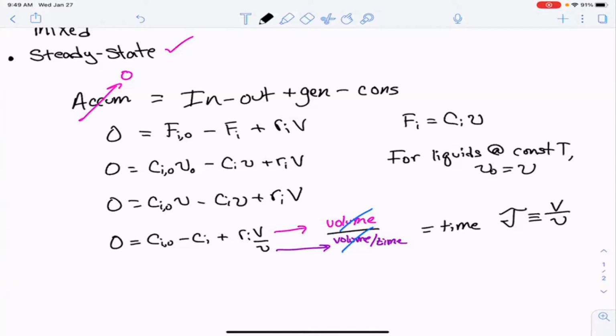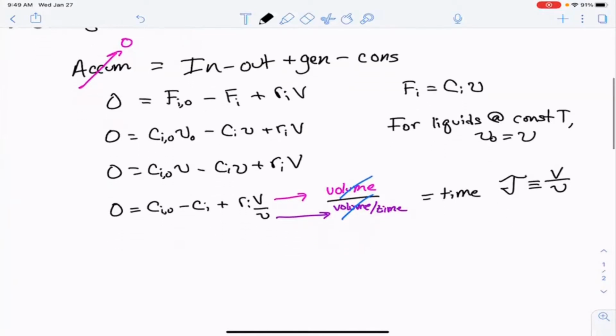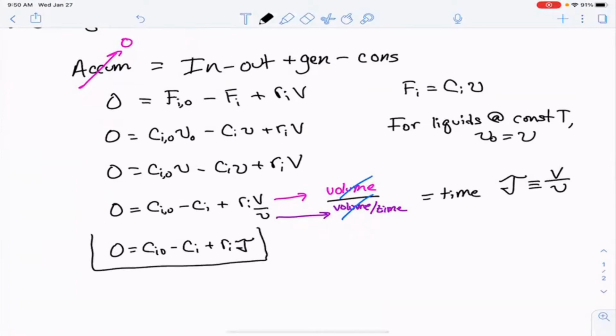And if we insert this term into our mass balance equation, we get that 0 equals C_i0 minus C_i plus R_i times tau for this constant volumetric flow rate, constant volume CSTR. Okay, so that is our mass balance. Now, we don't always think about things just in terms of absolute concentrations. So sometimes we'd like to think of things in terms of conversion.